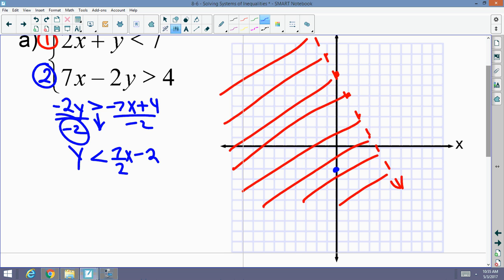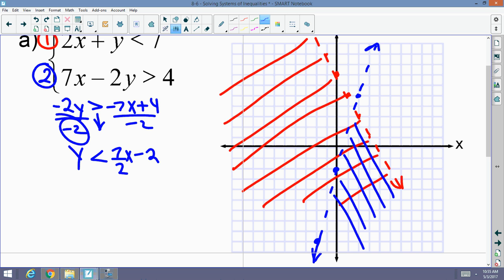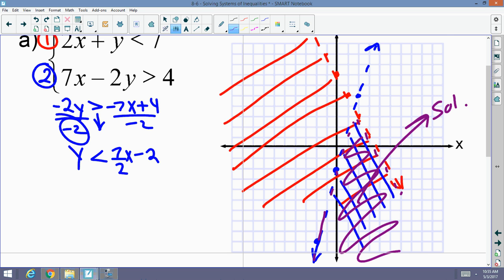Negative 2. What's my slope, please? Up 1, 2, 3, 4, 5, 6, 7 over 1, 2. Am I going to go dash or solid? Dash. Very good. Am I going to go above or below? Below. Guys, this is why it's so important shading so neatly. Look, below is coming here. So everything in this little area, those are all my solutions.